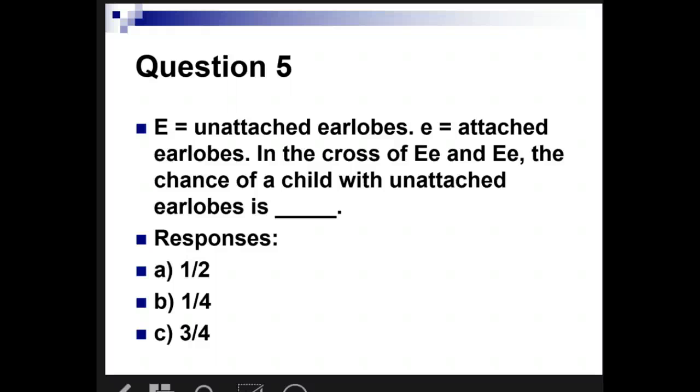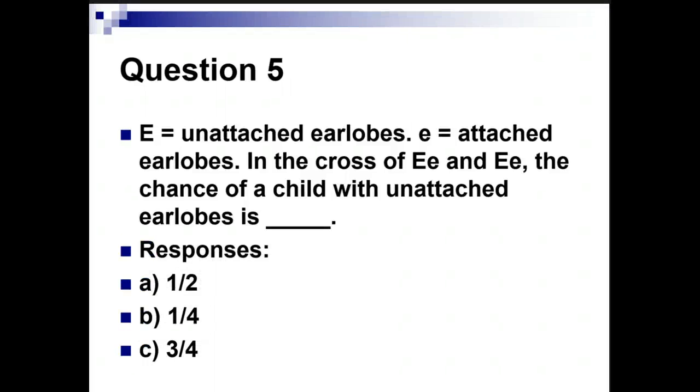Here's a question that you can try as you watch the PowerPoint lecture. Attached earlobes versus unattached earlobes is governed by genetics. Unattached earlobes are dominant and attached earlobes are recessive. In the cross of a heterozygous for the unattached earlobes with another heterozygous that has unattached earlobes, the chances of having a child that also has unattached earlobes is, would it be 1 out of 2, 1 out of 4, or 3 out of 4?